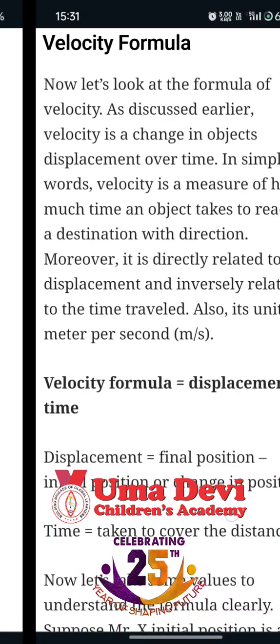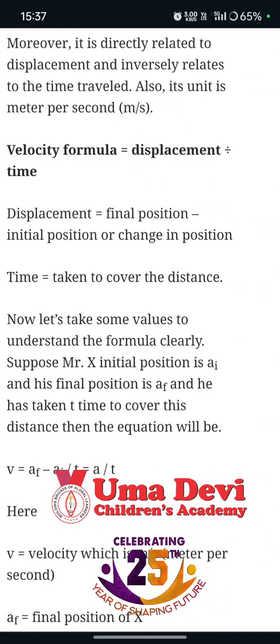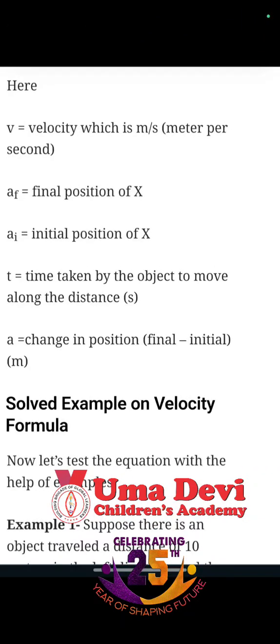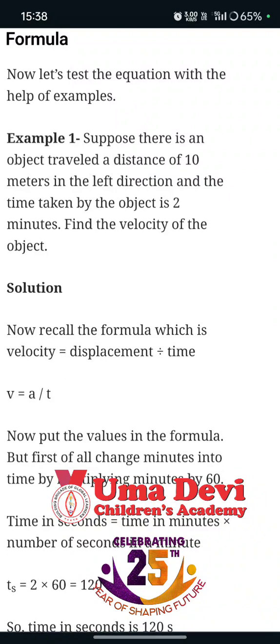Okay, now see one example. Suppose an object traveled a distance of 10 meter in the left direction, and the time taken by the object is 2 minutes. Then find the velocity. So the object traveled a distance of 10 meter in the left direction. The formula is what? Displacement upon time. Before putting the values in the formula, we will first convert minutes into seconds.